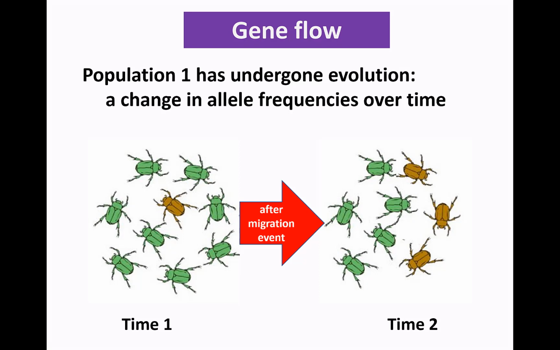So the allele frequencies have shifted over time. That means evolution has happened, but this time the mechanism is gene flow. Gene flow can be important in conservation because it's a way for keeping populations genetically similar, especially if we artificially break them up, for example, by building housing development through their habitat.